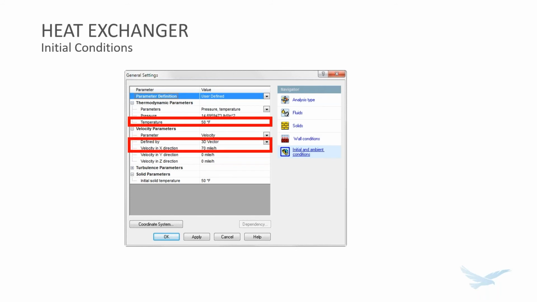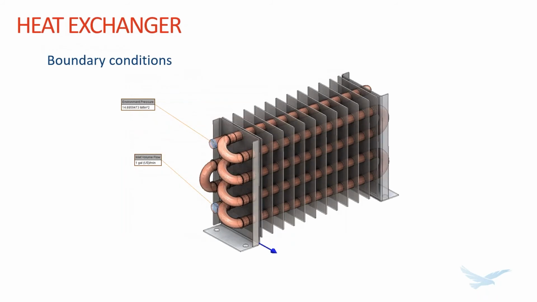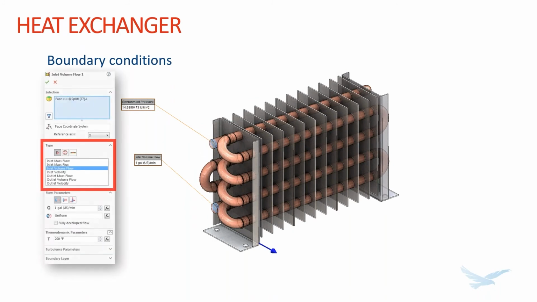I can just set those up as ambient values. All the air is going to be moving at 70 miles per hour. It's going to be at 50 degrees when it begins within my computational domain. And I can say, what is the initial temperature of all the solid material? Simple setup.